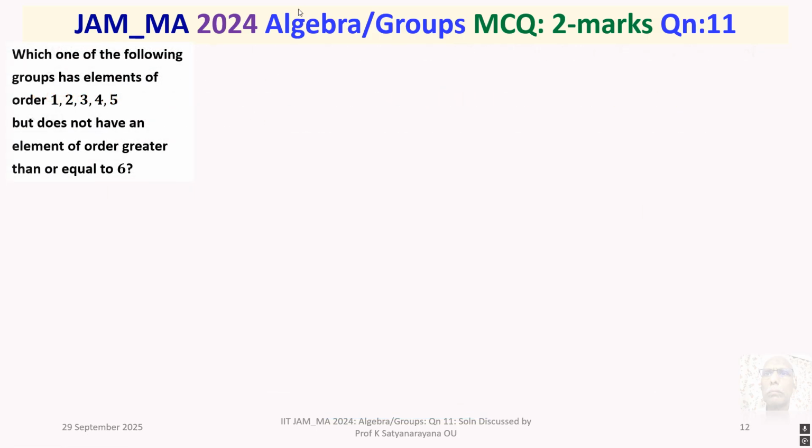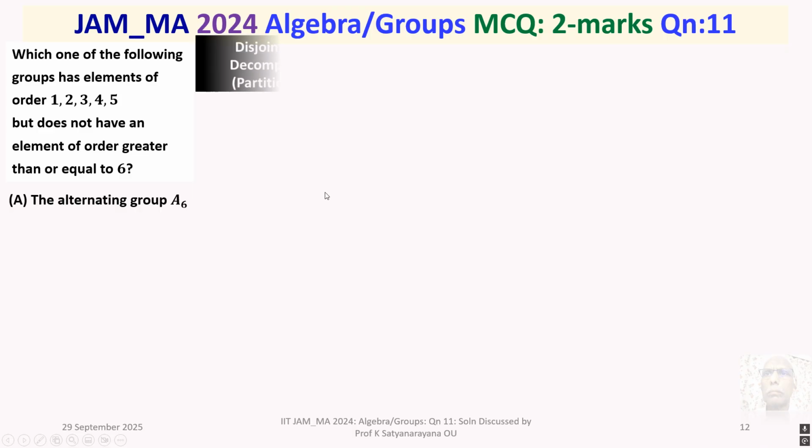Obviously, option A will be the answer because we have seen 2, 3, 4. That means option B, option C, option D are not true. So, we take option A. This must be the answer.